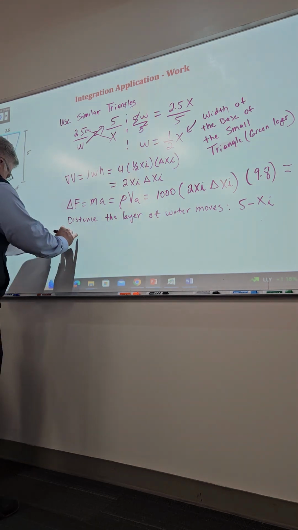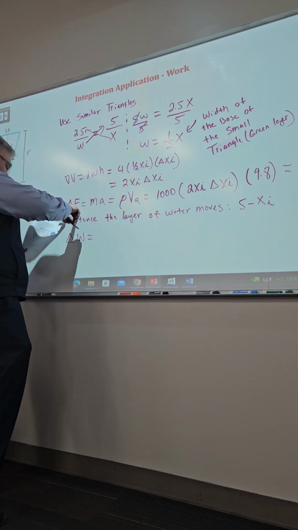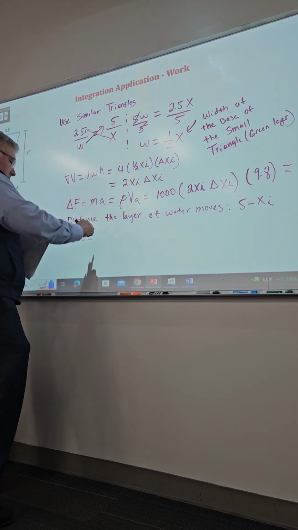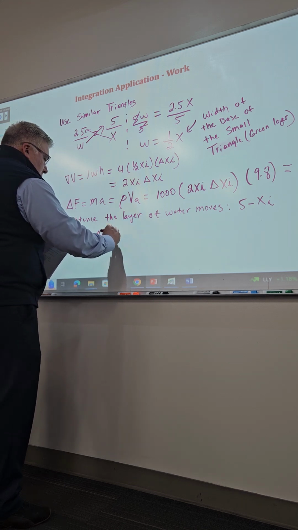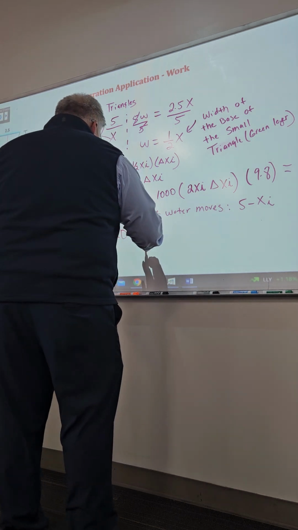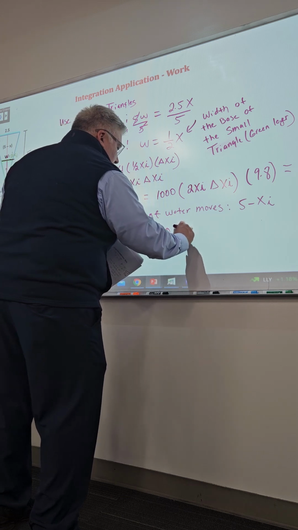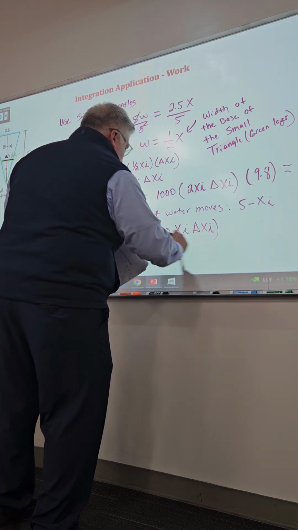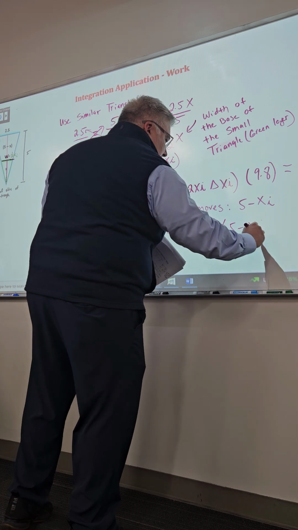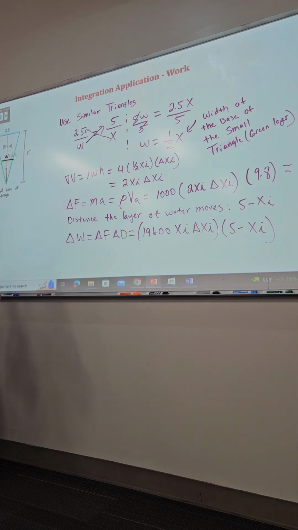So therefore, now we can find the work. The change in work is equal to the force times distance, delta F times delta D. And delta F we found to be 19,600 x sub i delta x sub i, times 5 minus x sub i. So far, so good?